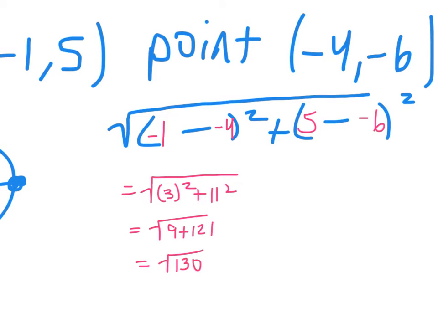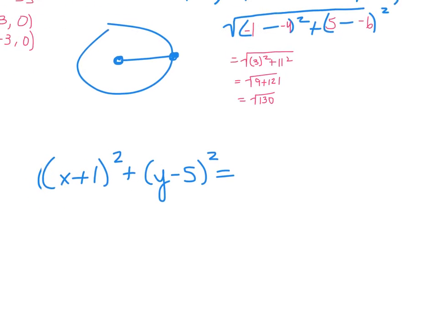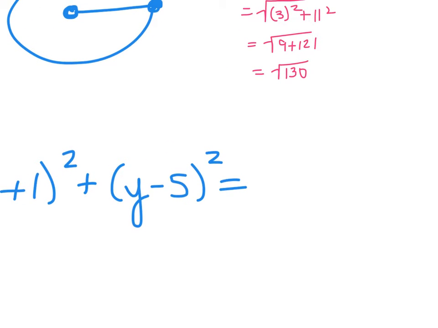Square root of 130. Now, most of the time I tell you guys to try and break that down. But why am I going to tell you not to break it down this time? When I put it in the formula, I need r squared. So if my r is the square root of 130, when I put it in the formula and square it, what happens to the squared and the square root? So this just becomes 130.